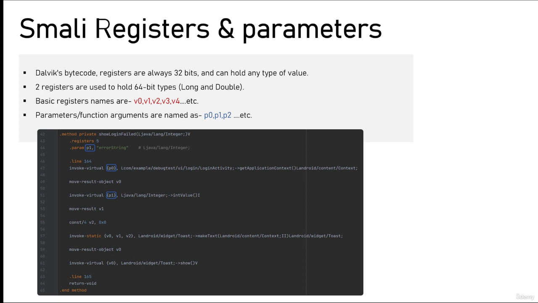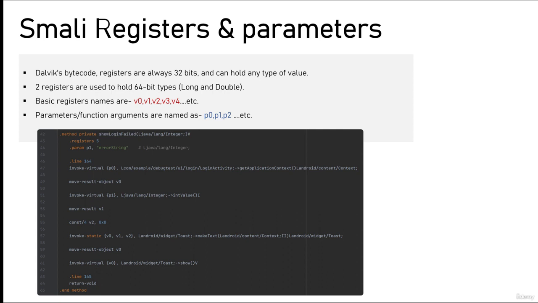In Smali, as I mentioned before, V0, V1, V2, and so on, and P0, P1, P2 are all registers. V or P is just a nickname or alias to refer to a register. So when a method is called, the function parameters of the method are placed in the last n registers.